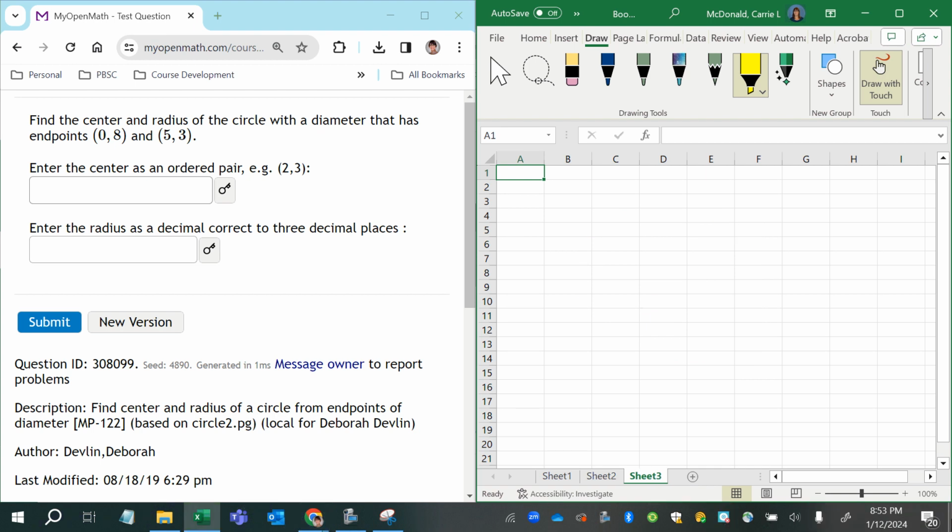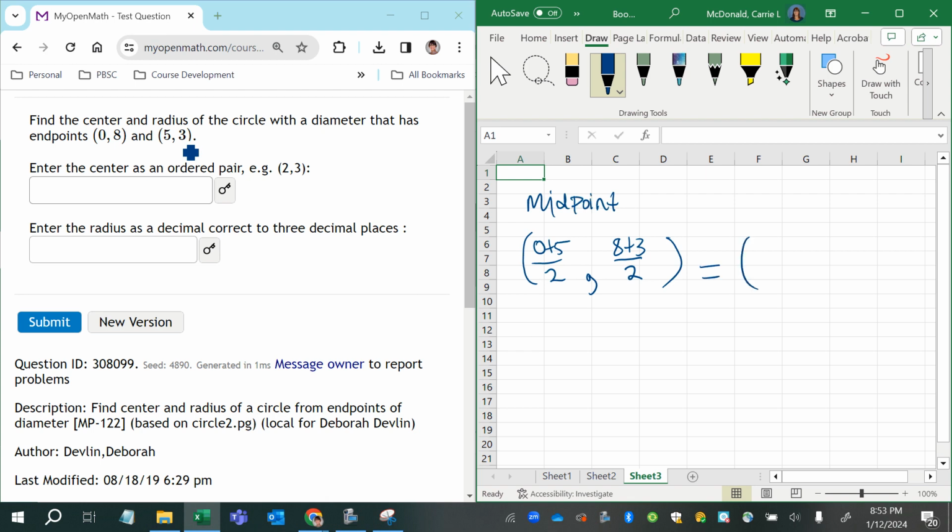So as I said, the center of the circle would be the midpoint of the diameter. So we're going to use the midpoint formula, and remember, all we're doing when we find the midpoint of a line segment is finding the average of the two x values and the average of the two y values. That's it. So let's go ahead and do that. The two x values given were 0 and 5, so I'm going to average 0 plus 5 divided by 2. And the two y values given were 8 and 3, so I'm going to add them together and divide by 2. And that will give me the point coordinates.